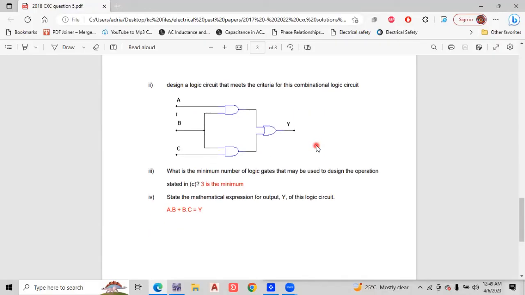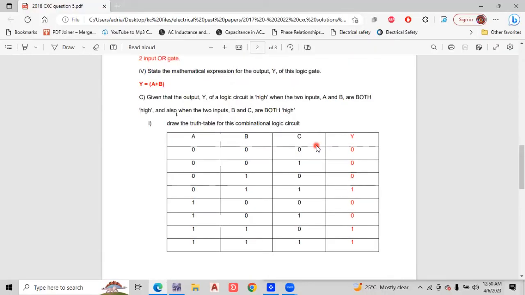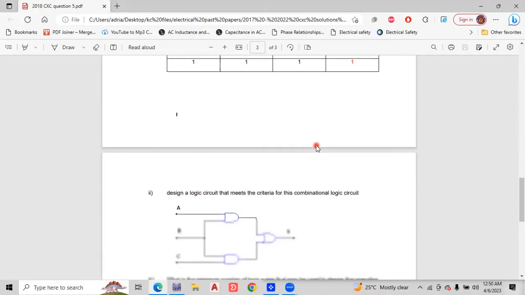So it says, what is the minimum number of logic gates that may be used to design the operation stated in C? All right, so based on the number of logic gates that we have here, and based on what was stated in part C, that minimum number of logic gates would be 3.